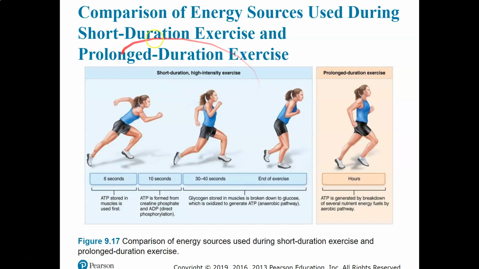So if we have a short-term high-intensity exercise, we're going to generate ATP through the anaerobic pathway. If we have a prolonged duration aerobic exercise, then we're going to use our blood glucose and our free fatty acids in order to break down those fuels in the aerobic pathway in order to continue to make ATP.